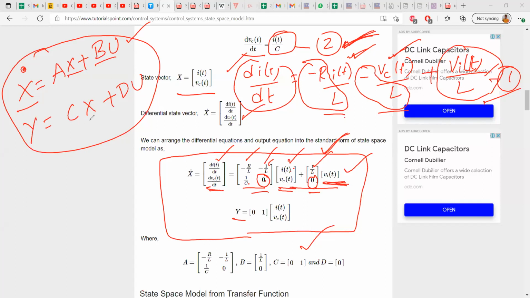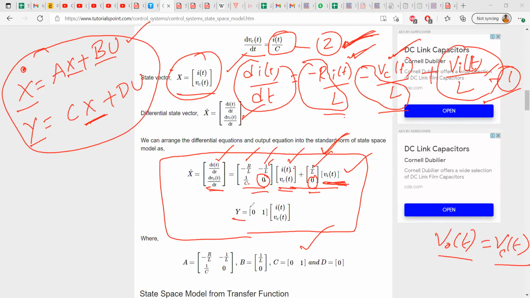So coming to this one, y is the output, right? What is X? The state vector, this one. What is the output of the circuit? Vo of t, right? Vo of t is nothing but Vc of t for our circuit.